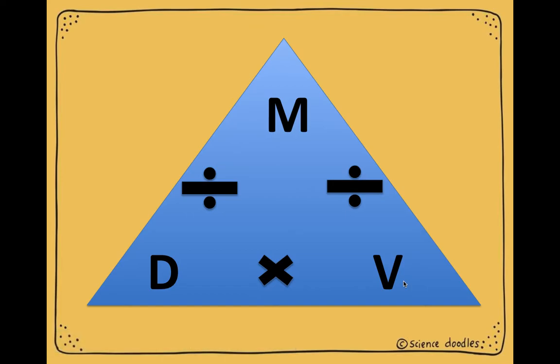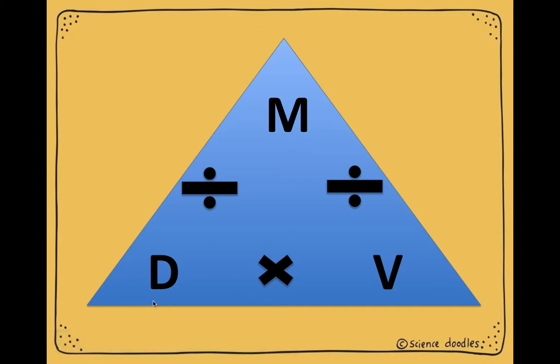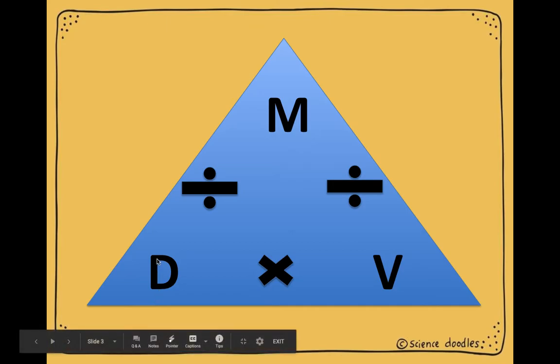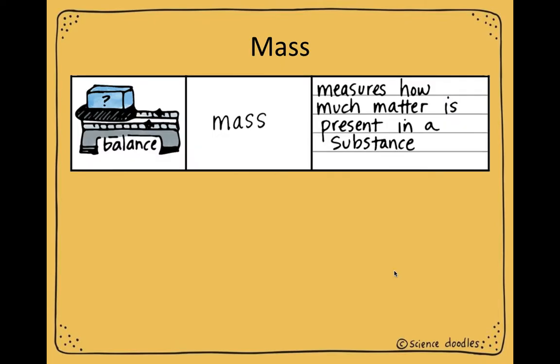Some people like the triangle method because you can cover up whatever you're solving for, and then you can easily decipher which order of operations you need to do. So for example, if D was covered up, you would know you have to do mass divided by volume. If volume is covered up, then you know it's mass divided by density. If mass is covered up, then you know it's density times volume. So it's an easy way to know your order of operations.